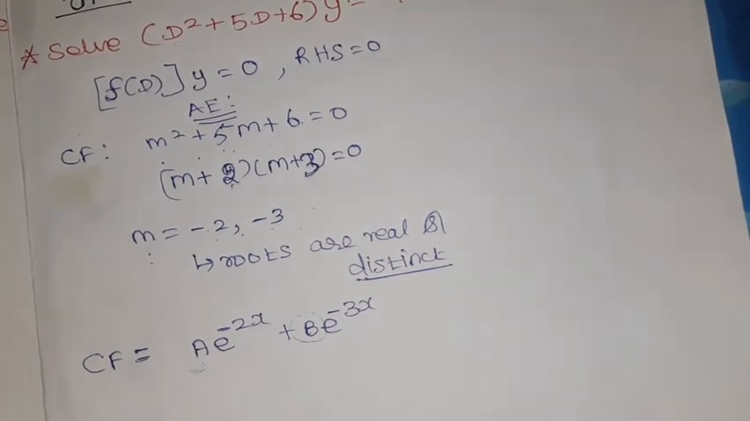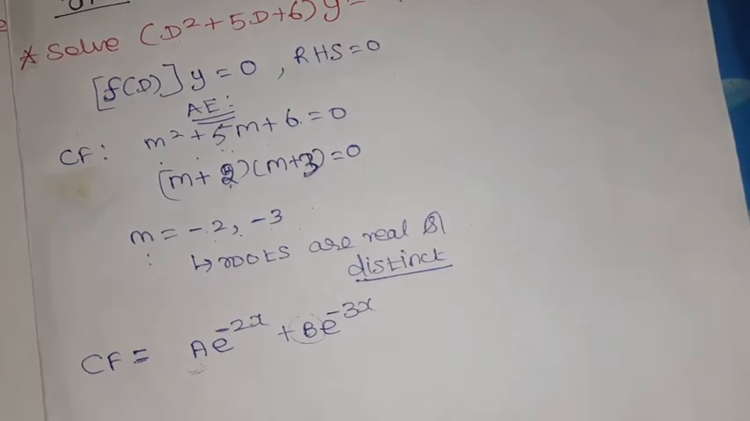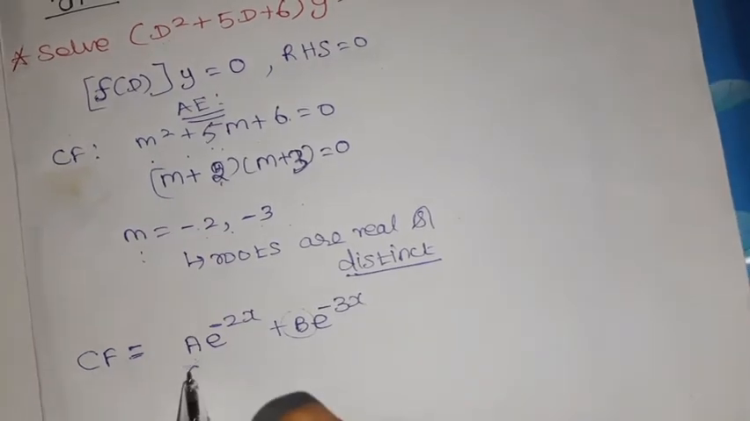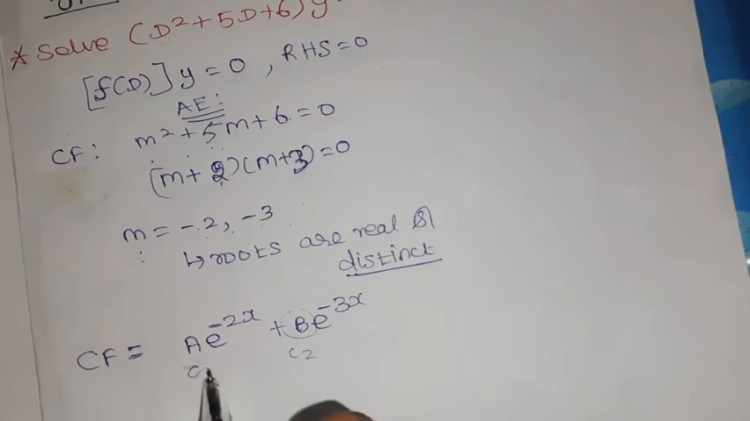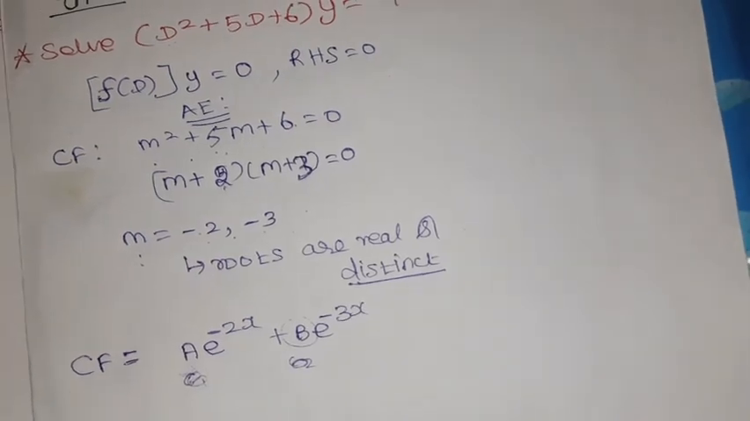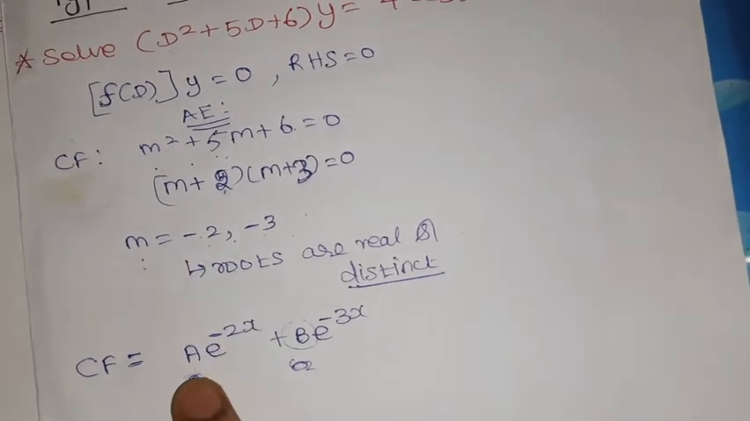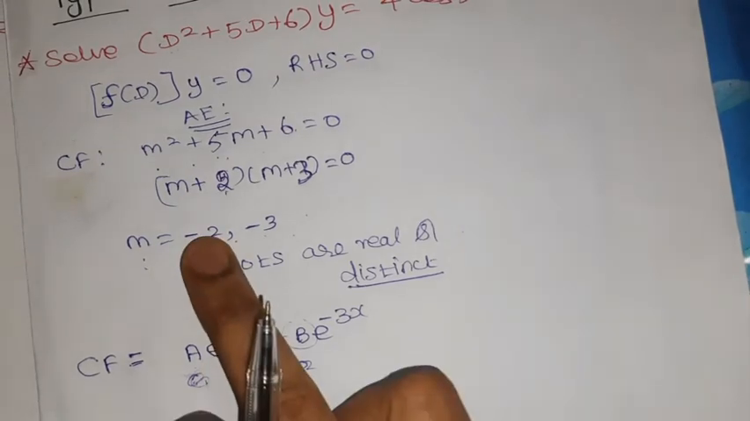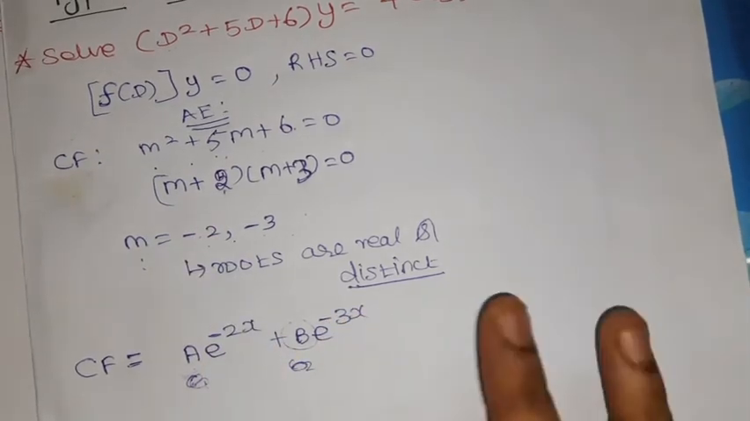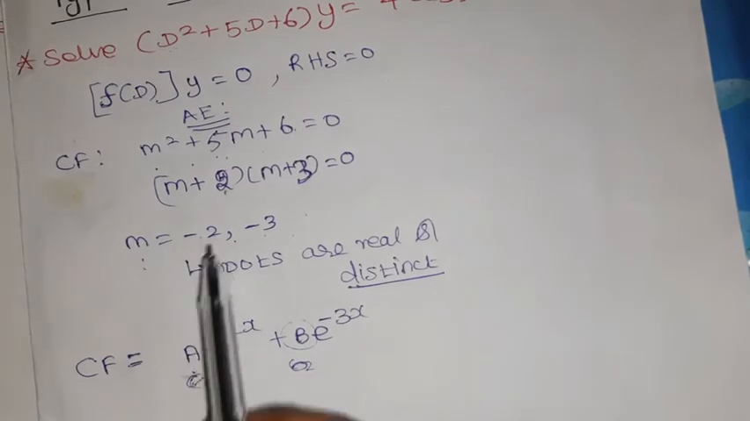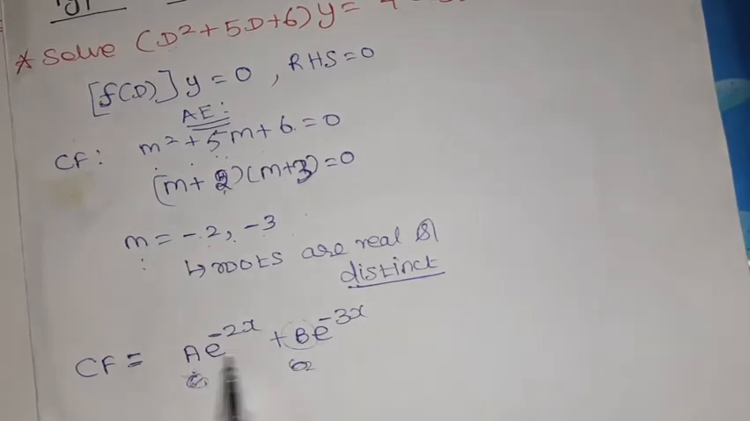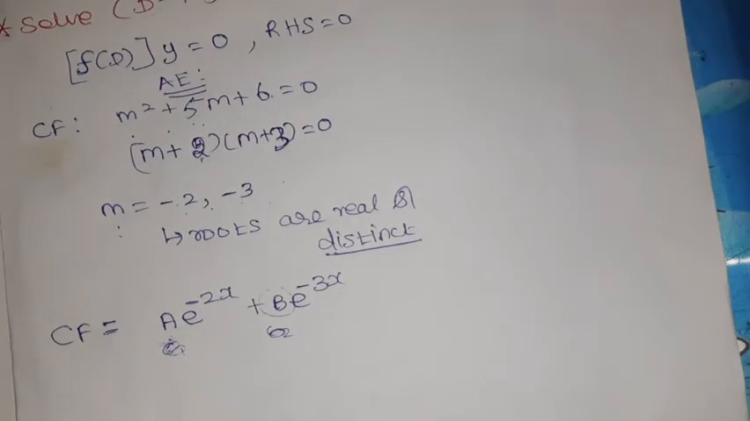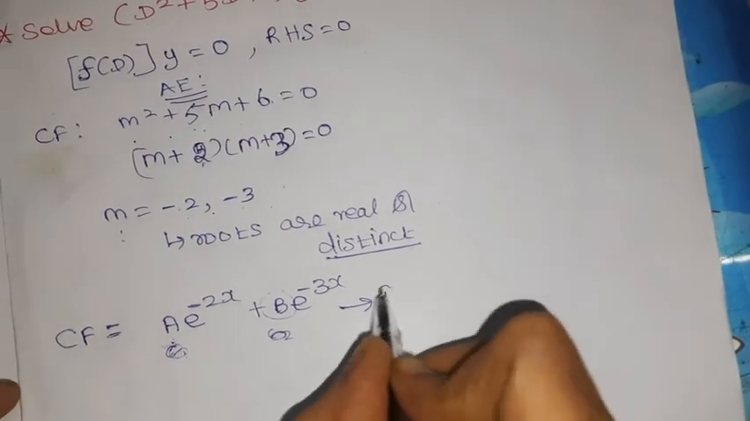In some other problems or solutions they may give c1 or c2. It's just a constant, it may be any alphabet. Then for the roots, a e power m1 x plus b e power m2 x. What is m1? Minus 2, and m2 is minus 3. So a e power minus 2x plus b e power minus 3x. This is the complementary function.